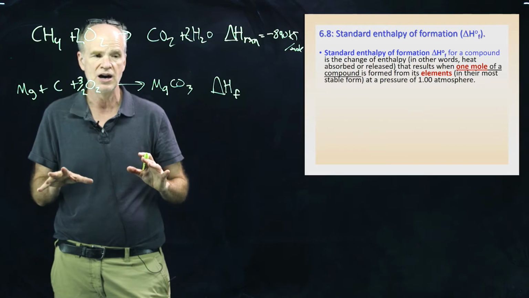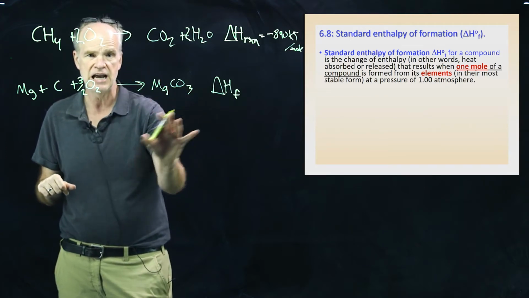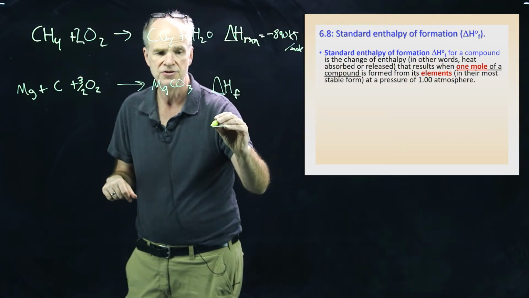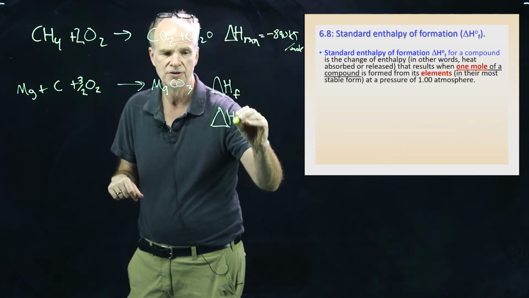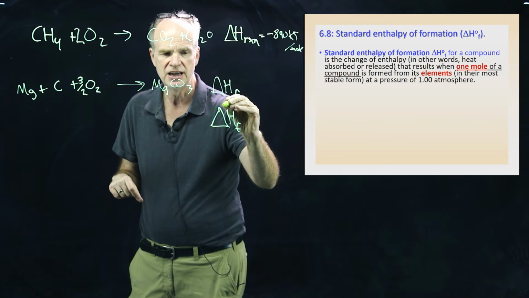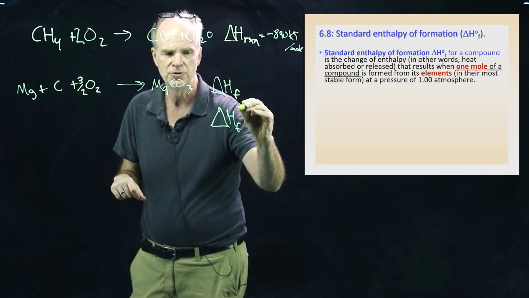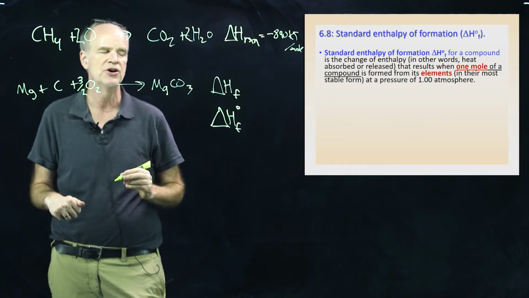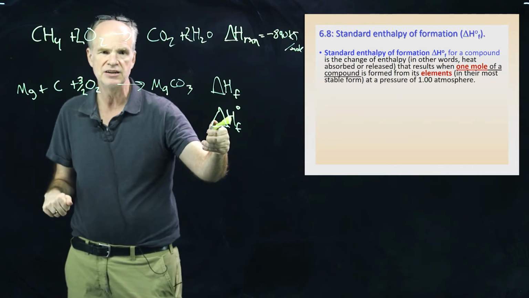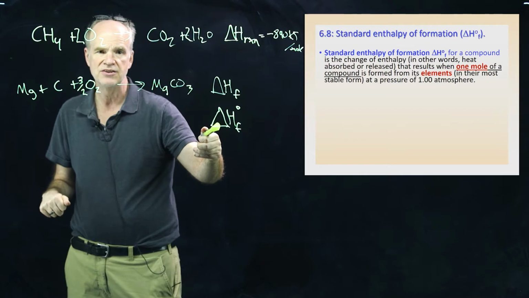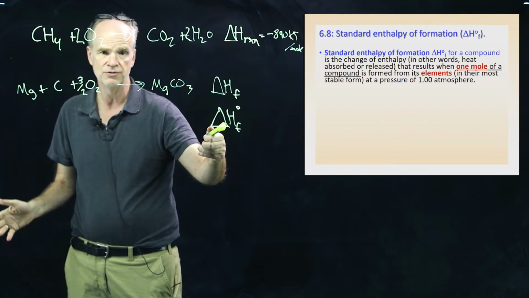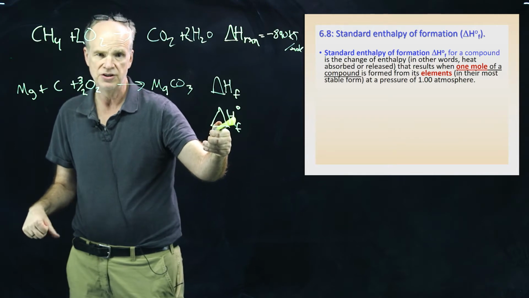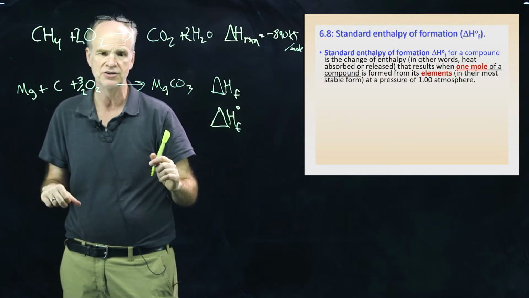So if you want to indicate that this reaction was carried out in standard conditions, you write delta H of formation again, but to indicate that the conditions are standard, you put a degree sign just to the upper right of the H. If you see a degree sign here, that indicates that you're looking at the enthalpy change under standard conditions. And so what are standard conditions?